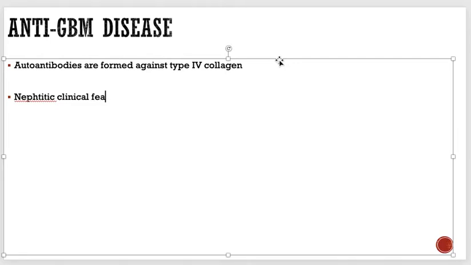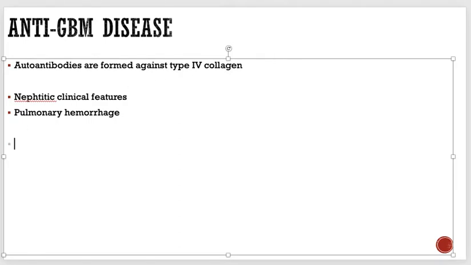So what happens in this condition? Autoantibodies are formed against type 4 collagen. One of the bad things is that this type 4 collagen is present in the glomerular basement membrane as well as the alveolar basement membrane. So what will happen in these patients? There will be nephritic clinical features, but now the alveoli are also damaged. So simply there can be pulmonary hemorrhage. Okay, this is a very important thing. When there is pulmonary hemorrhage, of course, they present with hemoptysis, they present with shortness of breath and all these things, right? So this is the thing which we see.